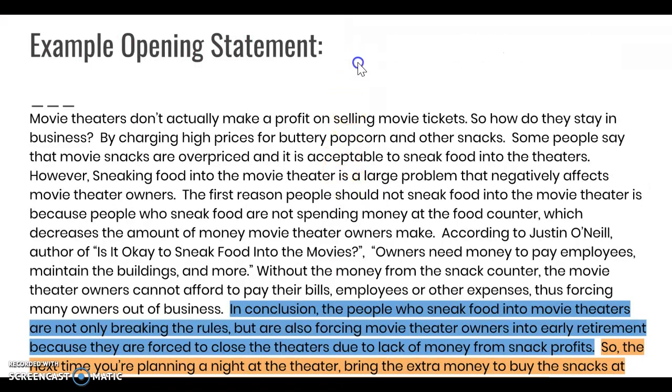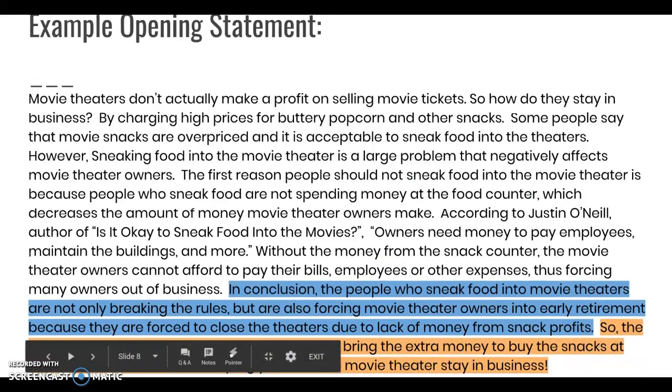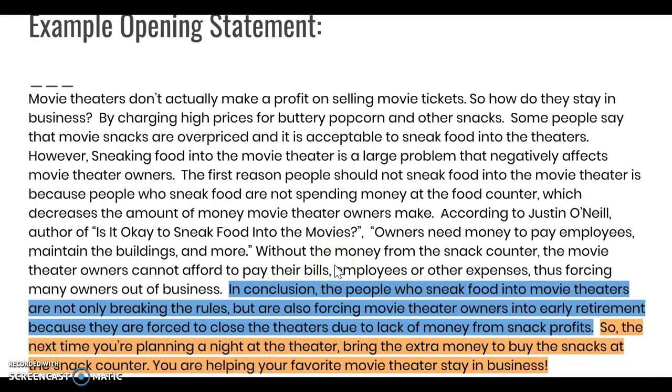So again, we're going to focus on the example that Mrs. Murphy and I created, and we're going to focus on the blue sentence and the orange sentence at the bottom. So in the blue sentence, it says, in conclusion, the people who sneak food into movie theaters are not only breaking the rules, but are also forcing movie theater owners into early retirement because they are forced to close the theaters due to lack of money from snack profits.